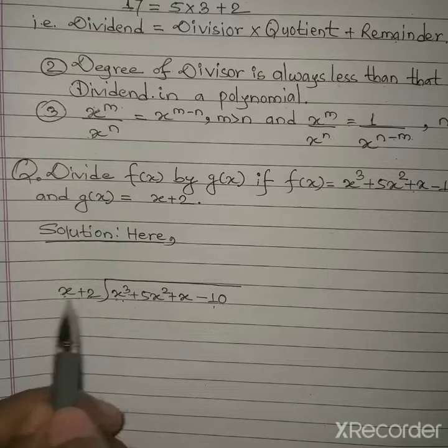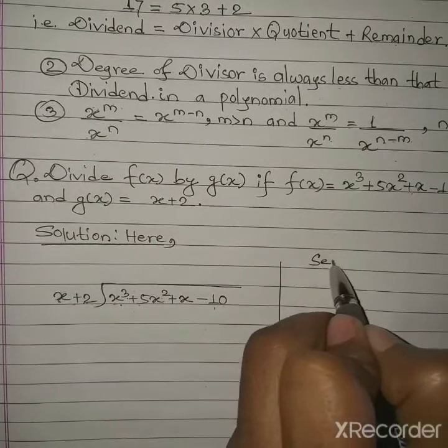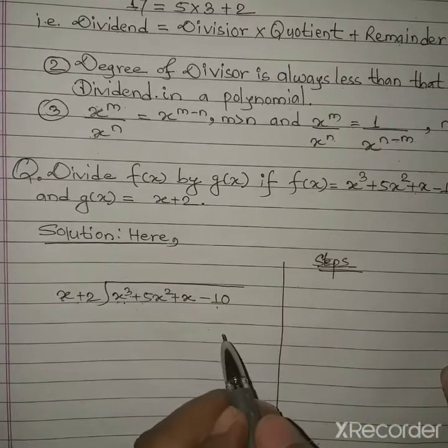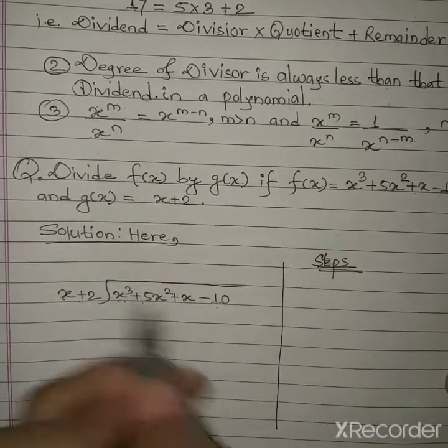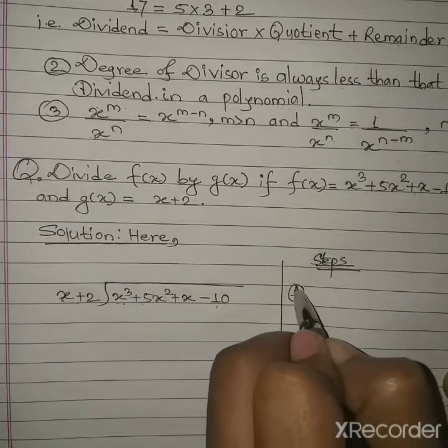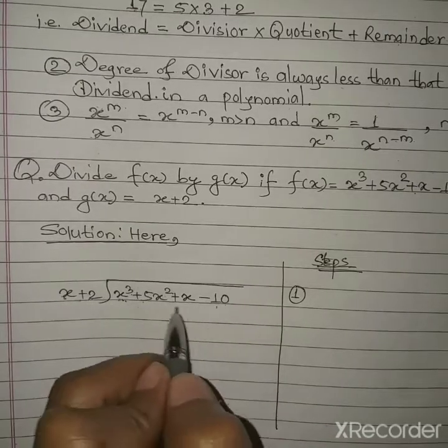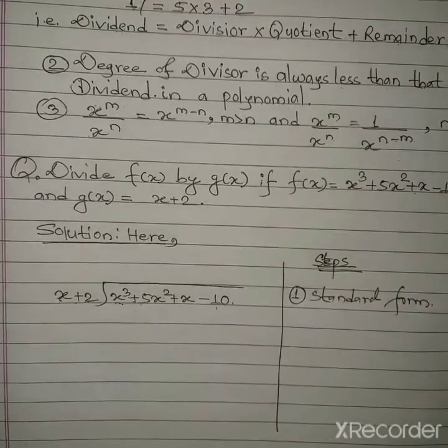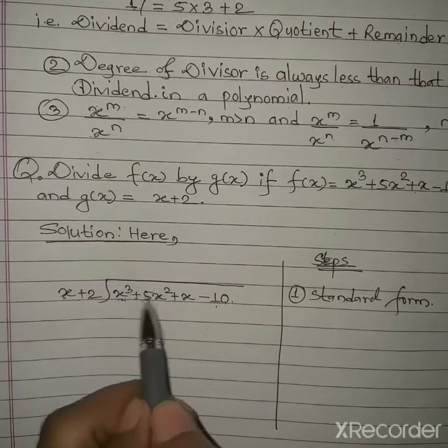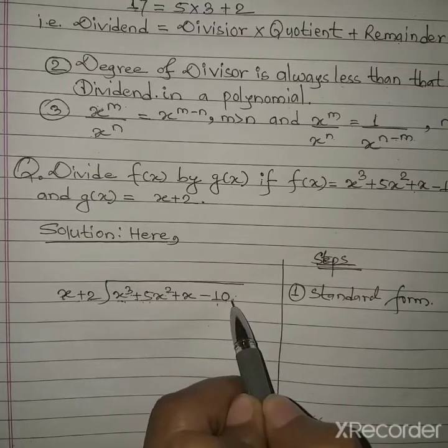Now we're going to divide this expression by x plus 2. Before dividing, let us write some steps to remember, to build an idea of how to divide a polynomial. Step 1: first of all, the expression should be in standard form. Here the expression is already in standard form, that is, the degrees are in descending order, 3, 2, 1, 0. The constant term has degree 0.